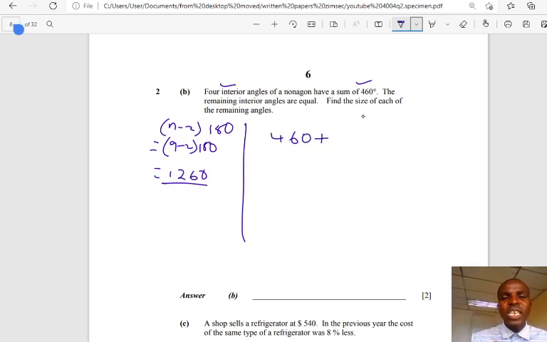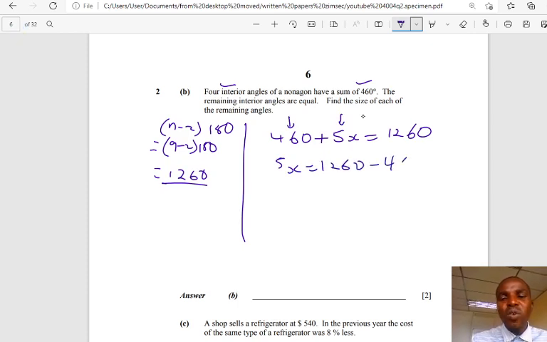We can call, since they're all equal, the size of each can be x, right? And let the size of each angle of the 5 be x. So it will be 5 times x is equals to 1260. You see, so total of 4 plus total of 5, there will be 9, is equals to 1260. Then you form a simple equation. 5x is 1260 minus 460.